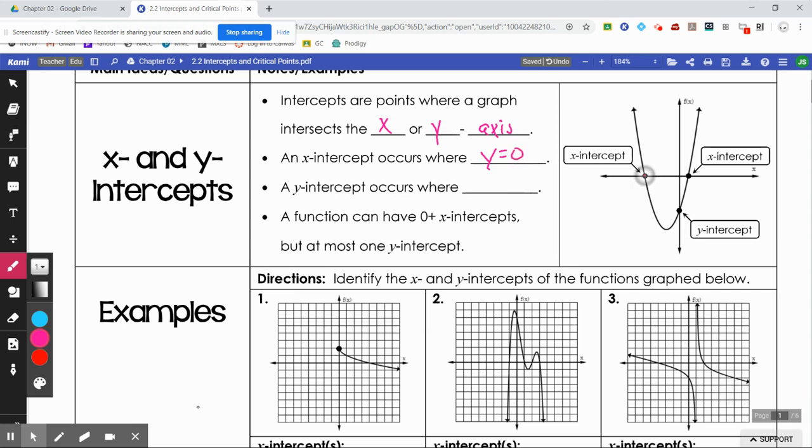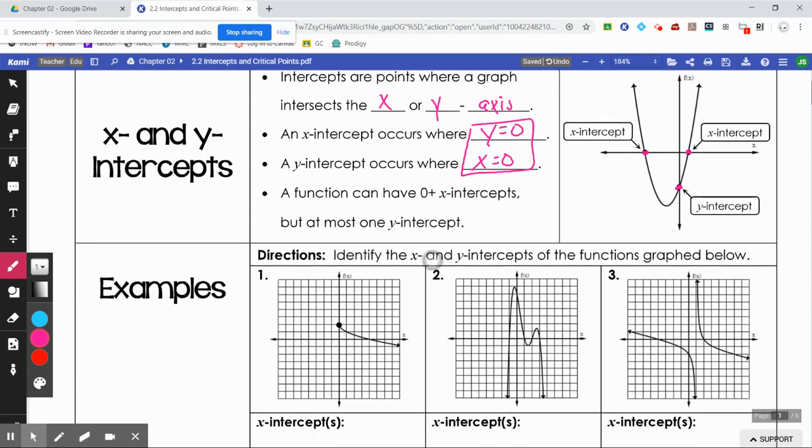So you have an x-intercept, again, that's where your graph crosses the x-axis, and you can check that at both of these points my y values would be 0. A y-intercept, which is right here where it crosses the y-axis, would occur where x is equal to 0. And that's going to be very important that we remember those two things.